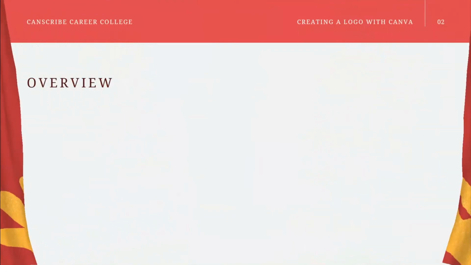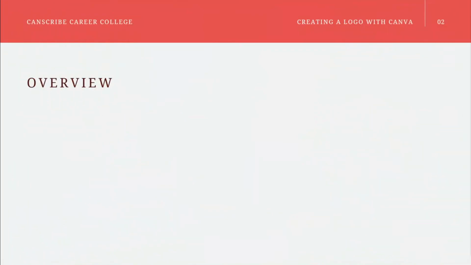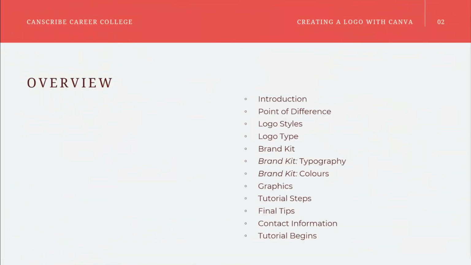All right, so we're going to start off with a little overview of what we're going to be talking about during the presentation. So we're going to have a little introduction, talk about point of difference, logo styles and type. We're going to go over a brand kit, which includes typography and colors. We're going to touch on graphics. We're going to look at the tutorial steps before we complete the tutorial. And then there's just going to be some final tips with my contact information at the end. And then the tutorial will begin.